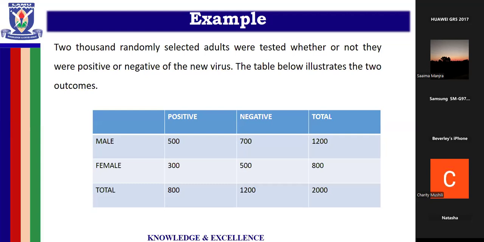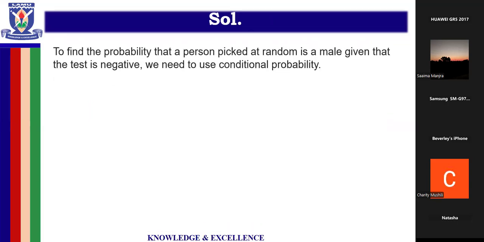So to help you visualize probability, we have prepared a contingency table. This contingency table shows 2,000 randomly selected couples who were tested for whether or not they had the unknown virus. As you can see, they were divided into male, female, positive, and negative, each with their respective totals. We were given a question that says to find the probability that a person, chosen at random, is a male, such that the person tested negative. To answer this question, first of all, we are going to let M represent a male and N represent the negative test.